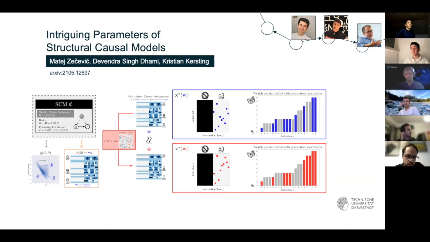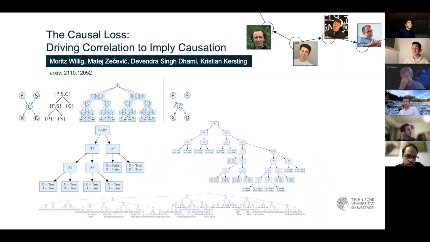Then here, the causal loss. So here we are asking basically the same question as with this work: what does it take to make neural models as of now more causal, right? And I think a cool example here, you see we actually even applied it to decision trees. On the left side, this simple decision tree for one problem. On the right side, you see the one you get with the causal loss, where you actually respect the causality.